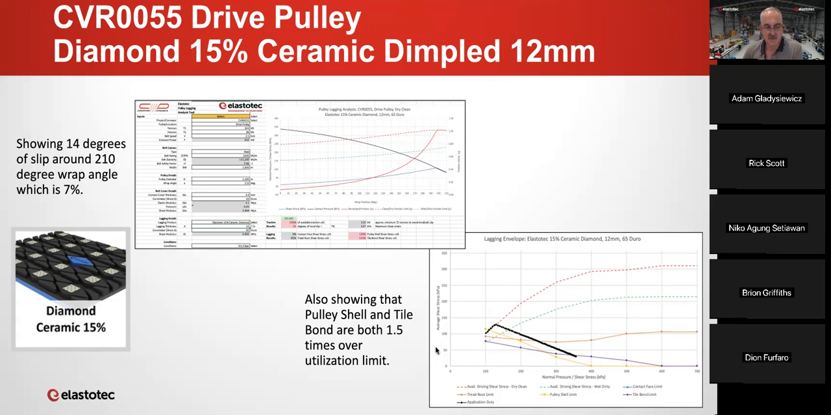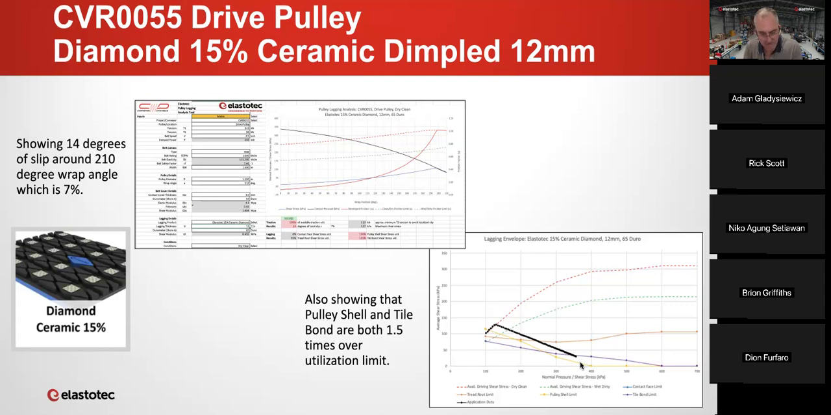And just to go through how the graph's set up, the vertical y-axis is the average shear stress. The horizontal x-axis is the normal pressure. Again, the dotted red line is the dry friction coefficient, and the dotted green line is the wet friction coefficient. And then these coloured lines, the yellow line is the fatigue limit at the pulley shell interface.